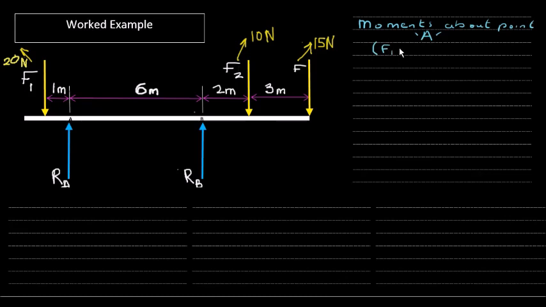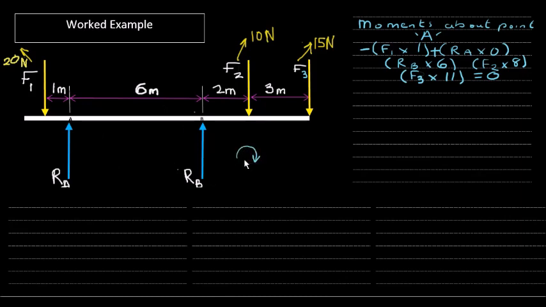Now this is an example. As you can see, we're taking moments about point A. Point A is the point above support reaction A, and we're doing the forces multiplied by the distance. So these are what you can see in brackets. So F1 times 1 because that is the distance from point A, RA times 6 because that's the distance from point A, F2 times 8 because that's the distance from point A, and then F3 times 11, and all that must be equal to 0 according to the third condition of static equilibrium, which says all the moments must be equal to 0.